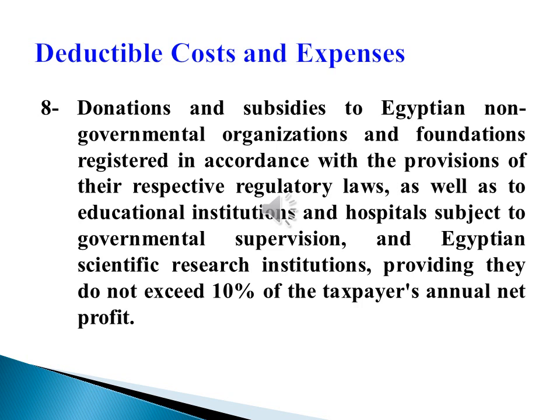Number 8. Donations and subsidies to Egyptian non-governmental organizations and foundations registered in accordance with the provisions of their respective regulatory laws, as well as to educational institutions and hospitals subject to governmental supervision, and Egyptian scientific research institutions, providing they do not exceed 10% of the taxpayer's annual net profit.